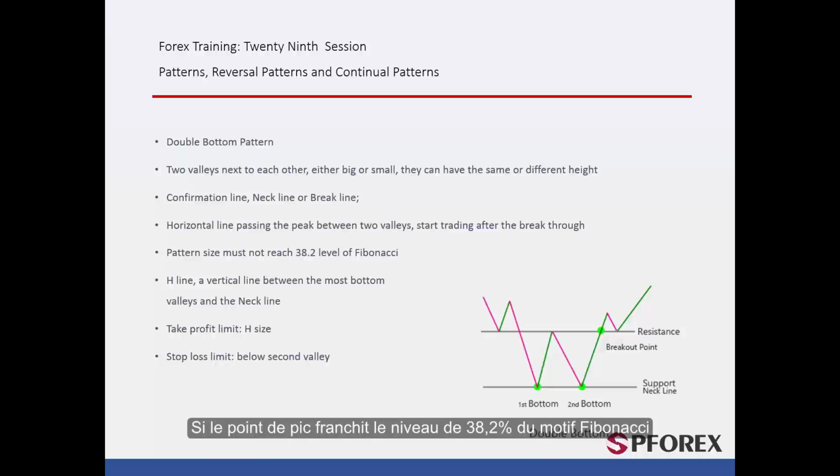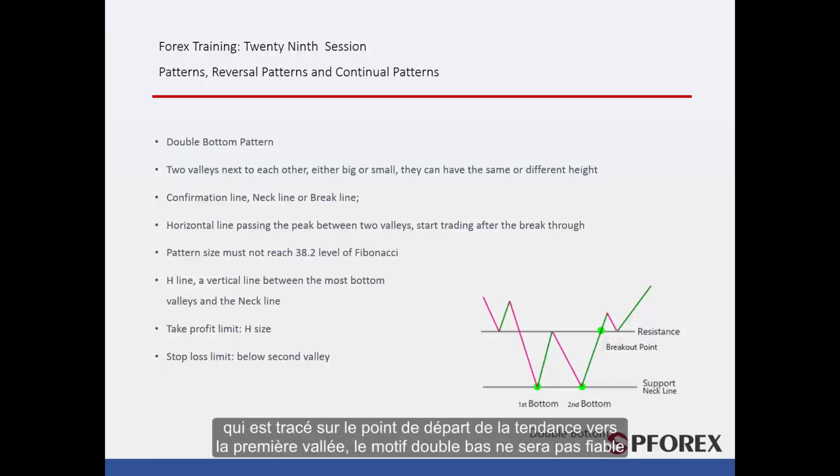If the peak point passes the 38.2% level on the Fibonacci pattern, which is drawn from the start point of the trend to the first valley, the double bottom pattern will not be reliable. H is the vertical distance between the bottom of the longest valley and the neckline. TP price is H pips away from the breakout point, while SL price is lower than the second valley.